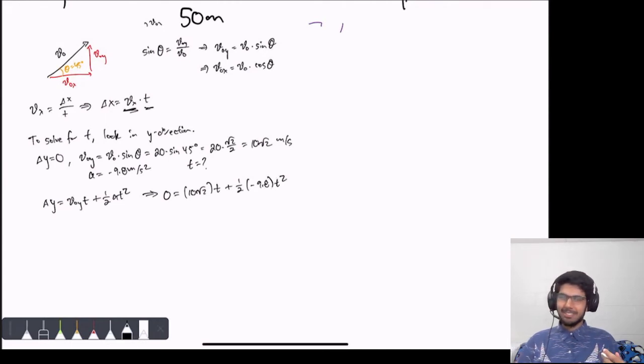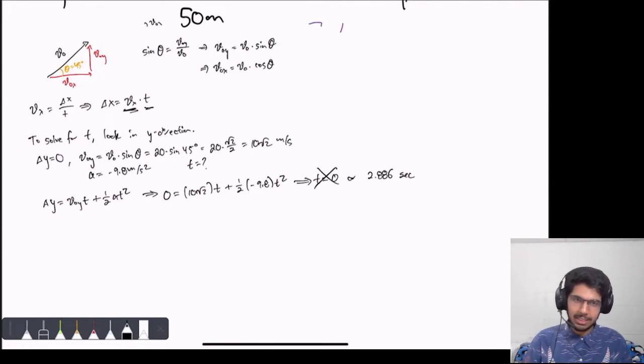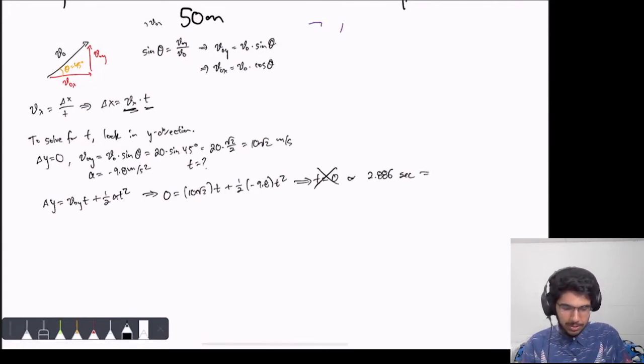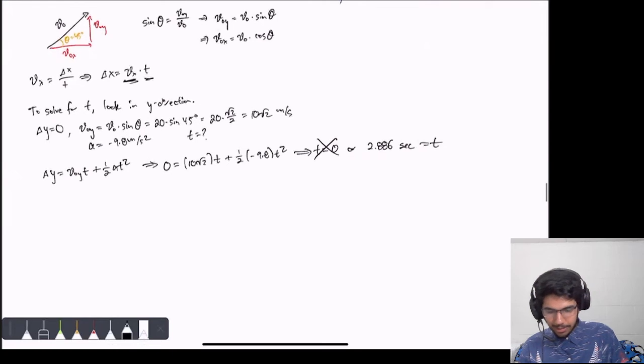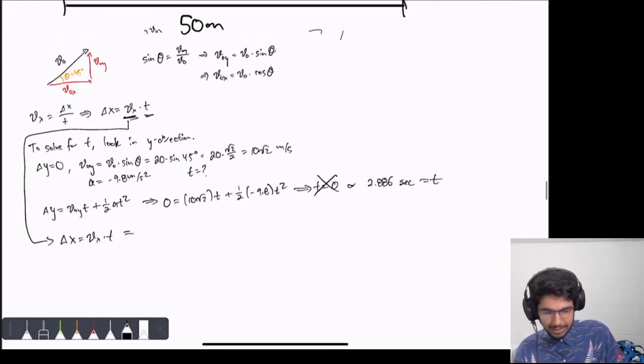And I won't compute this all out. I'll just give you the answer. So t equals 0 or 2.886 seconds. We know that this answer is wrong, as discussed previously. So this is equal to t. And now we can finally bring this back around here. Delta x equals vx times t. And vx, this is from up here.